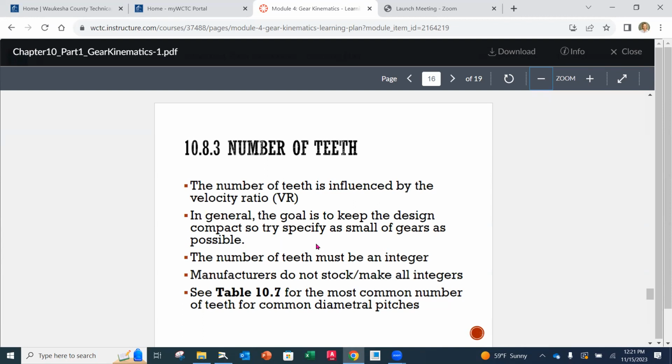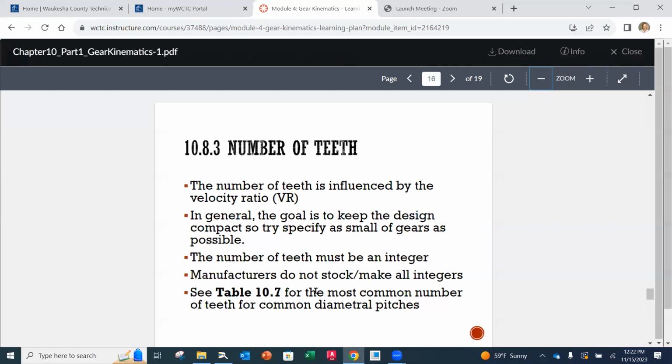And when that's not possible, for instance, if we need large ratios to be accomplished from the input to the output for an application, then we might have to start looking at stacking these up in a train, as we call it. And that's actually going to be what we look at after we look individually here. But being in a compact design is usually one of the things that we want to do as a designer.